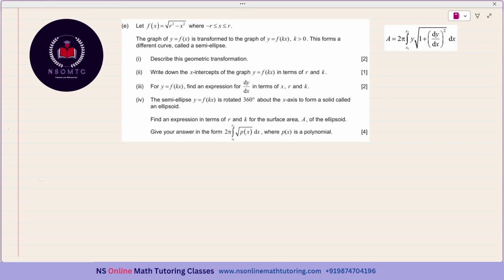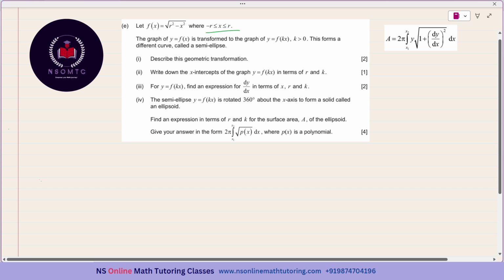Okay. Subpart E: let f of x equal to square root of r square minus x square where x is greater than or equal to negative r but less than or equal to positive r. The graph of y equal to f of x is transformed to the graph of y equals f of kx where k is greater than 0. This forms a different curve, a semi-ellipse. The first subpart of E is: describe this geometric transformation. It is containing just 2 marks.